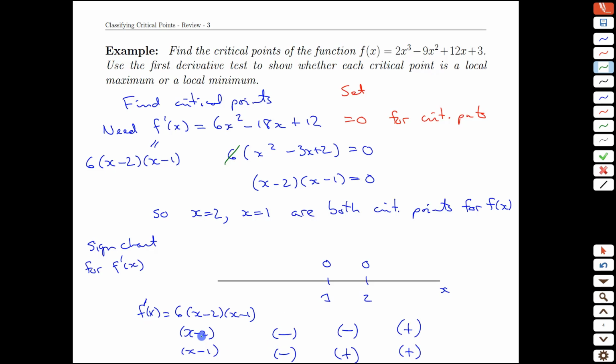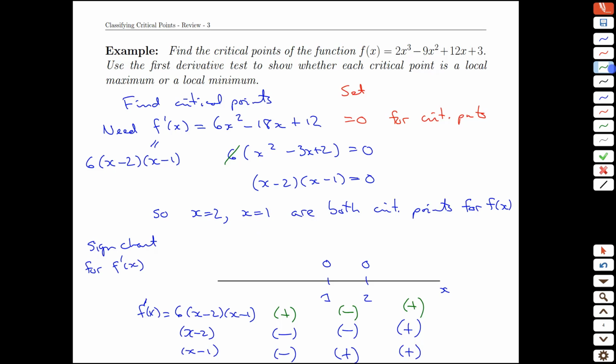If we have two negative factors in our slope, then we get positive overall. If we have a mix of signs, we have negative overall, and two positive values in our product gives us positive overall. So what does this tell us about the two critical points we have?